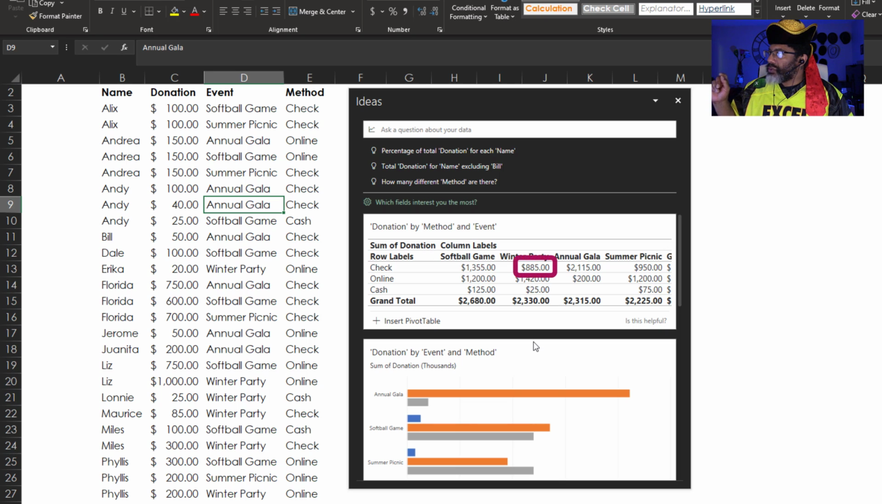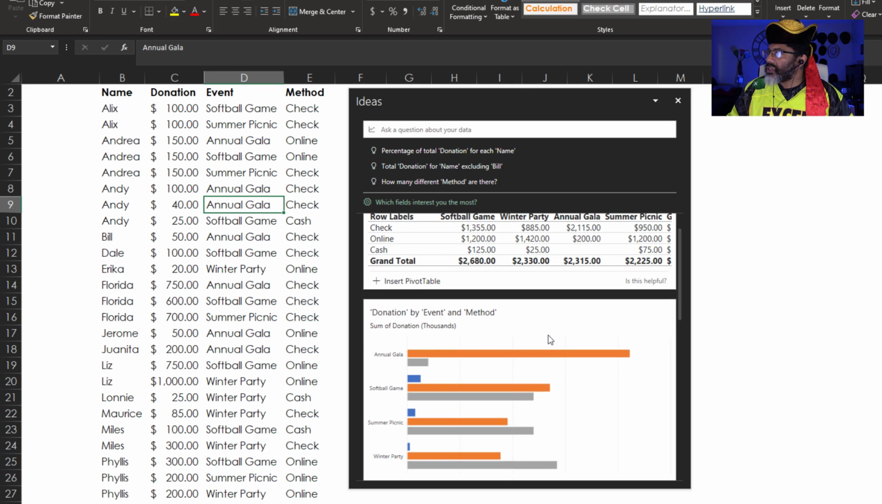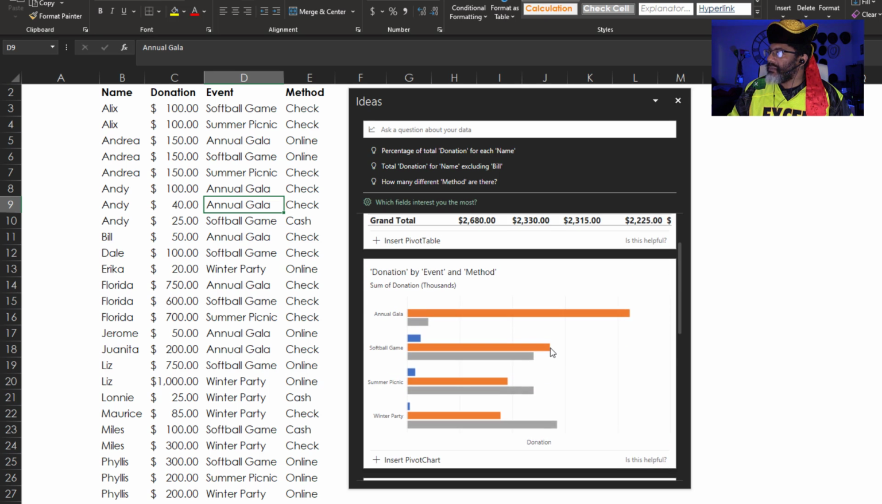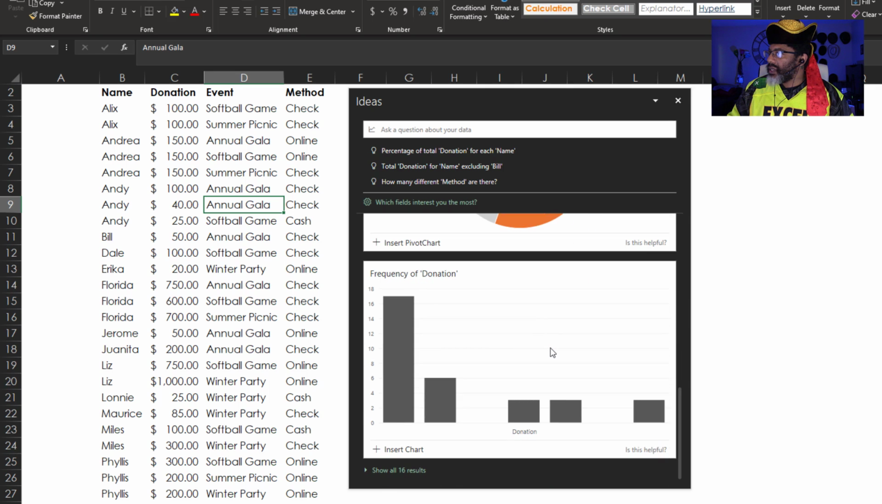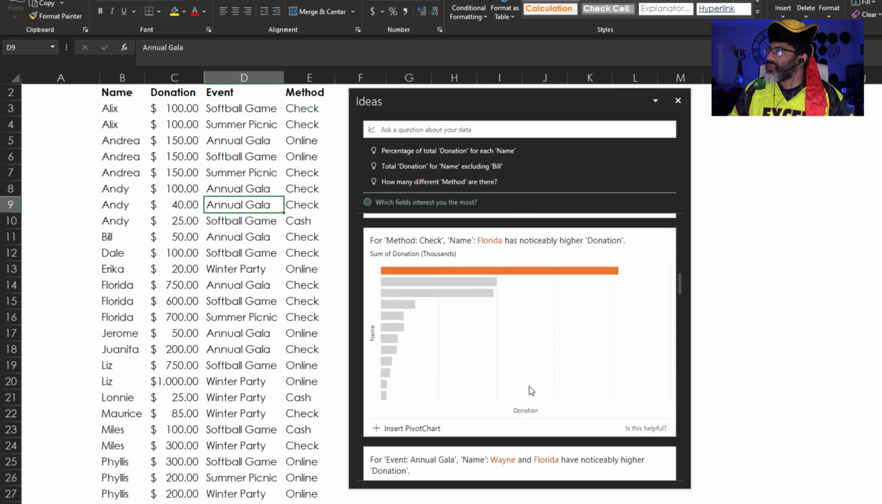The winter party brought in $885 worth of checks. I'm not interested in that, so I'm going to click No for "Is that helpful?" So let's scroll down. Donation by event and method. All right, it's giving us a lot of data here. Show all 16 results. Let's see what else.